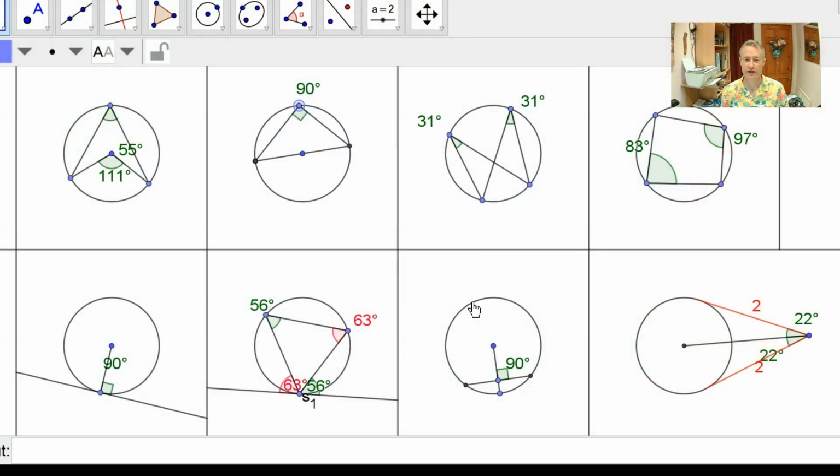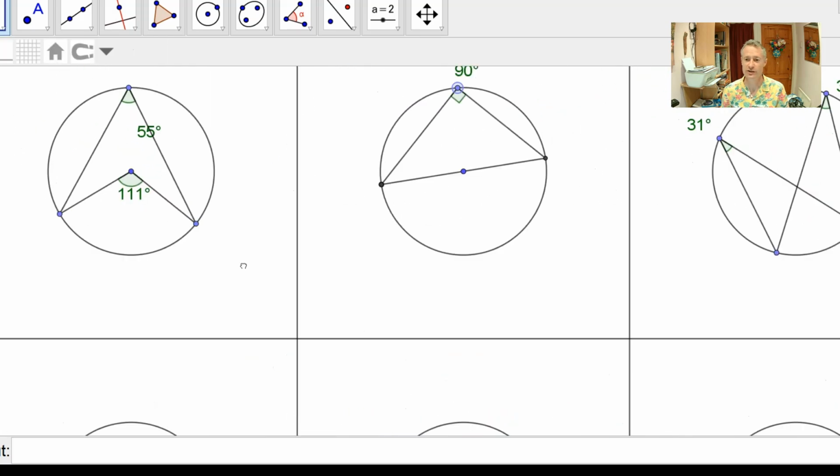Hello, in this video we're going to be talking about circle theorems that you need for GCSE. Here are the 8 that we're going to discuss. So let's start off with this one.